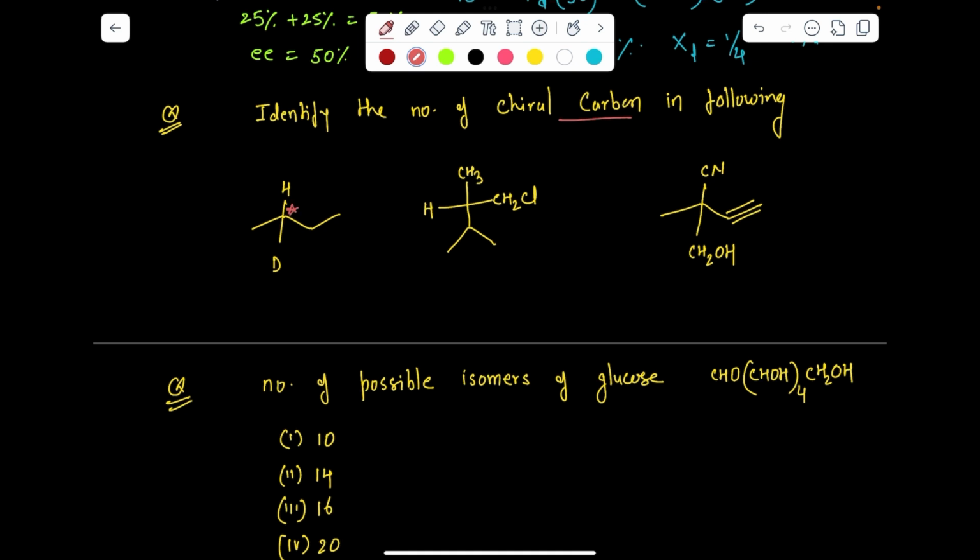Now next question: identify the number of chiral carbons in the following. So we have a chiral carbon here, as all 4 substituents are different. This one is not, since the methyl is the same. So all 3 have the chiral carbon.